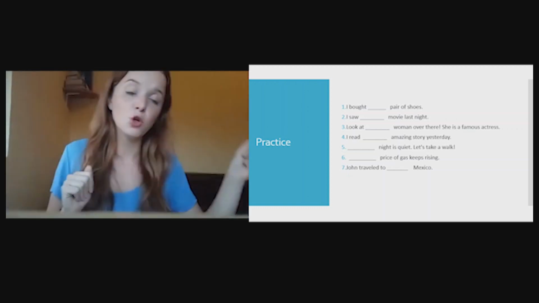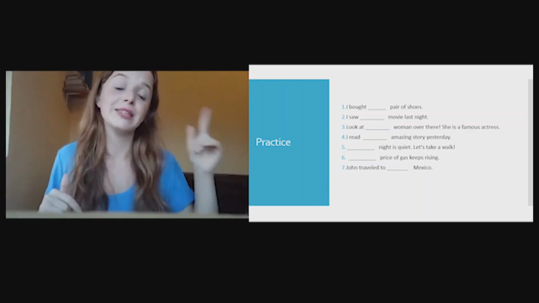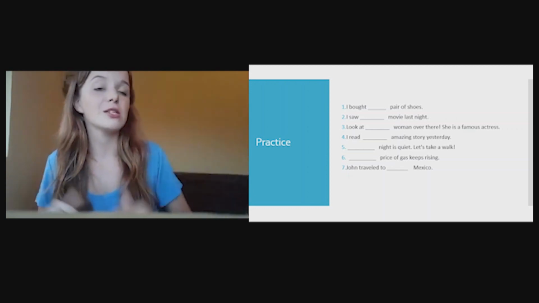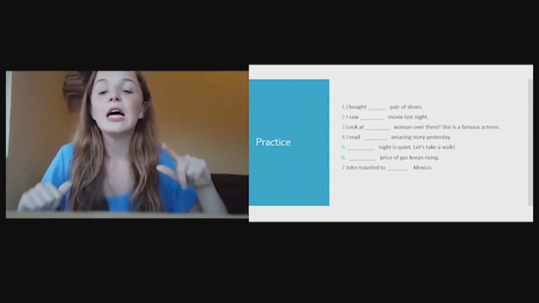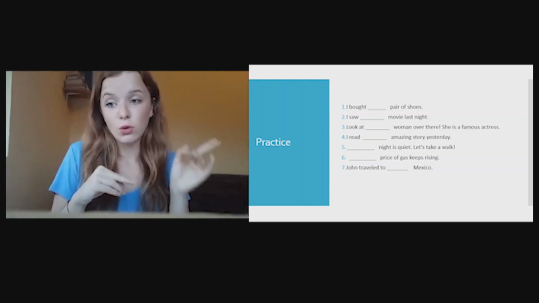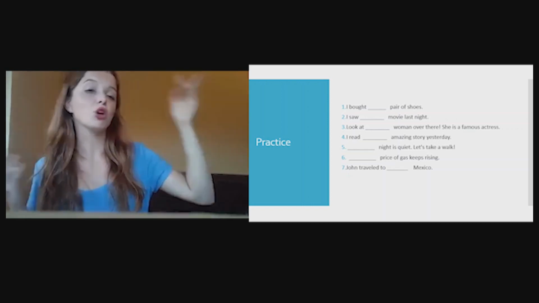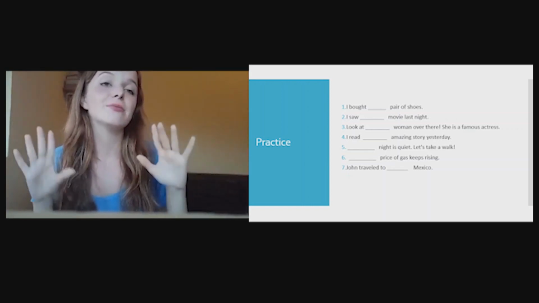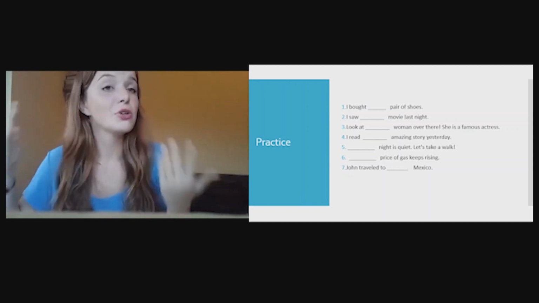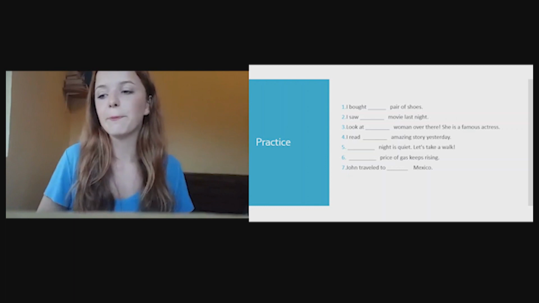I saw blank movie last night. Same rule. I saw a movie last night. But then you say the movie I saw last night was about crime, let's say. Look at blank woman over there. She's a famous actress. So over there, probably you're going to point out or to show a picture, and that means that your interlocutor knows who you're talking about, so you can say, look at the woman over there.